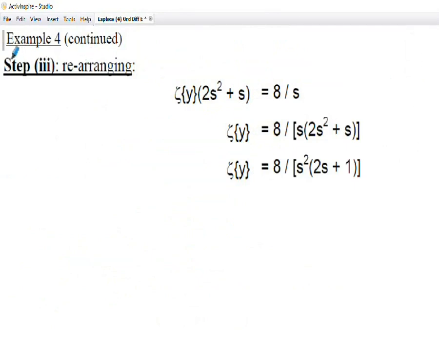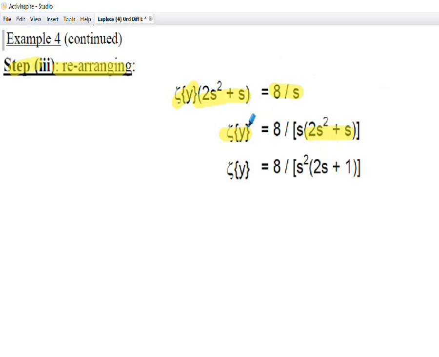Okay, step 3 here, we're going to rearrange the equation. The first thing I've done is factorised on the Laplace of y. If you check the previous line, this is the factorisation for the Laplace of y, Laplace of y being the common factor, equals 8 upon s. So I just divide both sides by the bracket, which is the 2s squared plus s in the bracket, and that leaves me with the Laplace of y on the left hand side.